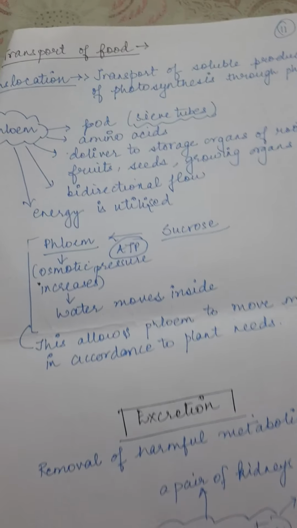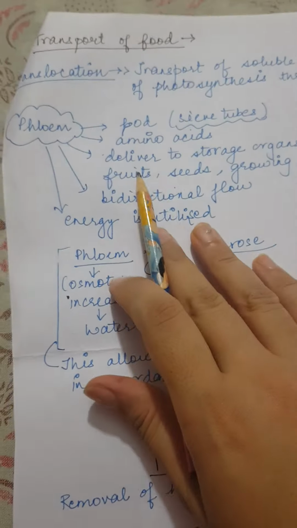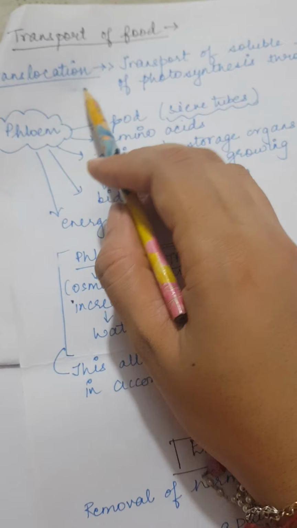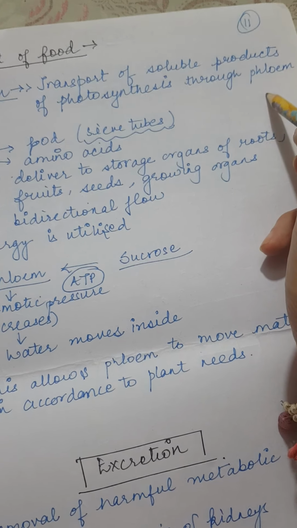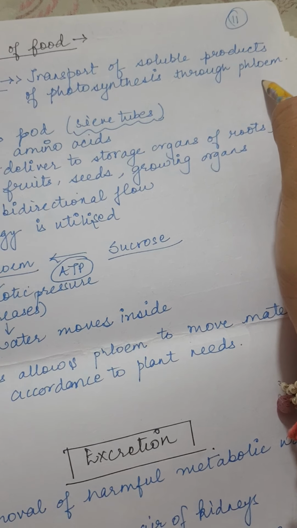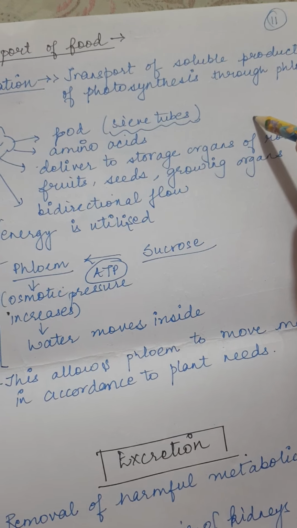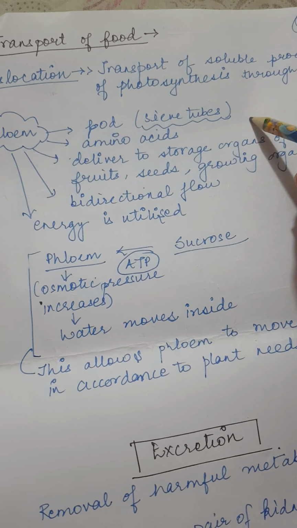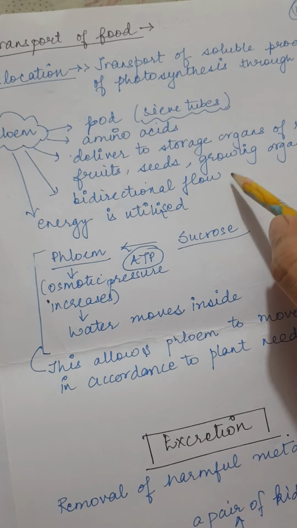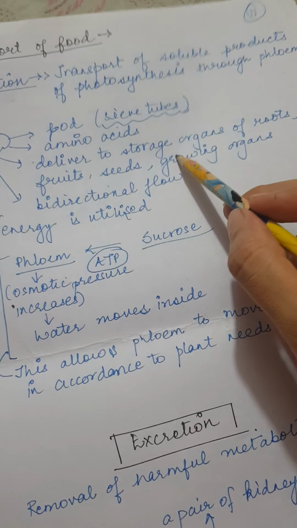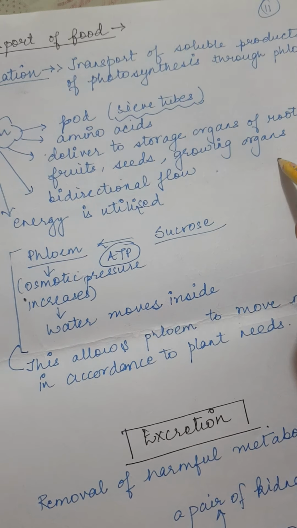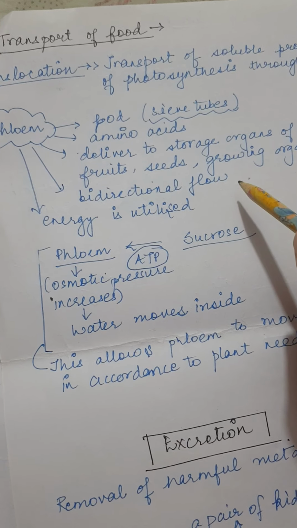Now let us look at how the transportation of food takes place. The transportation of food is also called translocation. It is transport of soluble products of photosynthesis through phloem. Phloem again is a complex permanent tissue and it is made up of different types of cells. One is the sieve tubes, mainly through which the bidirectional flow of food takes place. Why bidirectional? Because it has to deliver to the storage organs of roots and fruits, seeds and other growing organs. So it will lead in two directions.